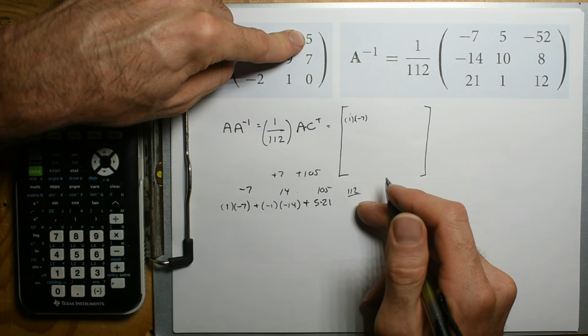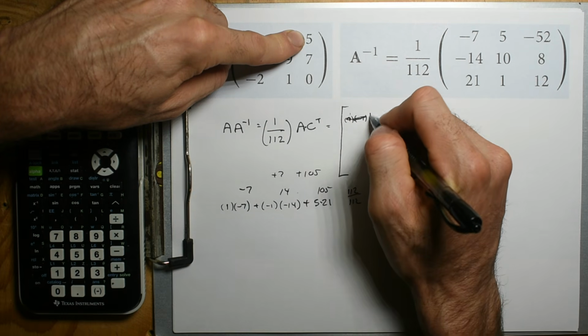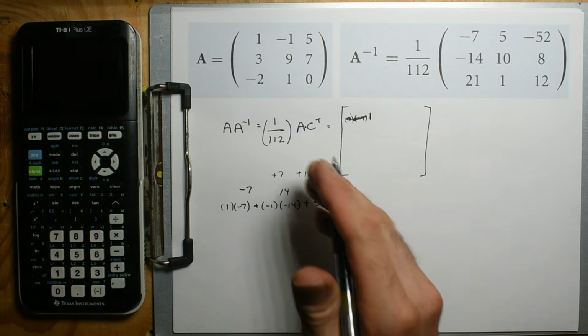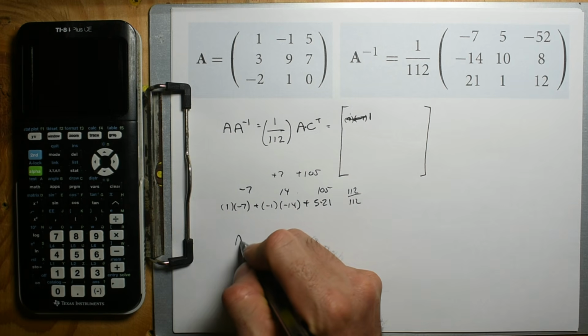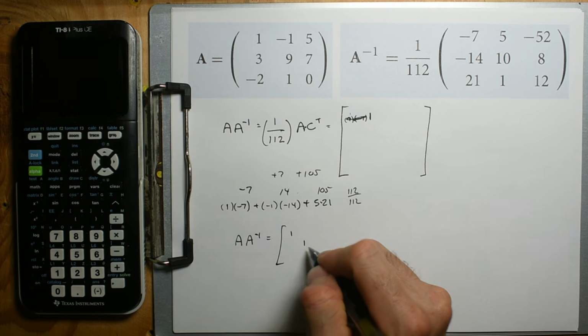So we have 112 divided by 112. And guess what we get? We get 1. And the other thing that we're doing here is, what are we even checking? Well, a matrix times its inverse is equal to the identity matrix.